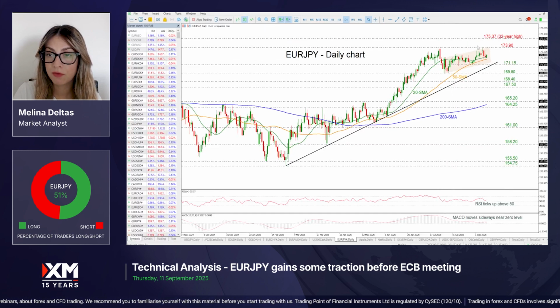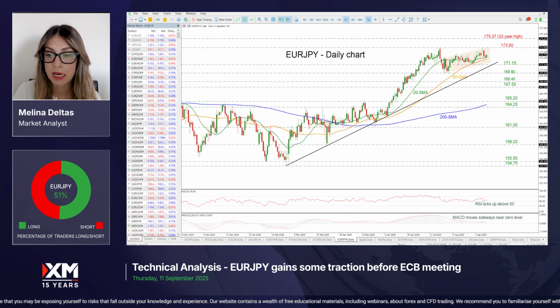Now, if there is a move above this top here, that we can say there is also a double top, we may see the price testing the 32-year high at 175.37. On the other hand, we may see the price testing again the 171.15 area. If there is a closing session beneath this uptrend line, we may see steeper decreases reaching the 169.80 and the 168.40. But as long as the market remains above the 200 SMA, the outlook will remain bullish, but we're going to have a short-term downside correction.